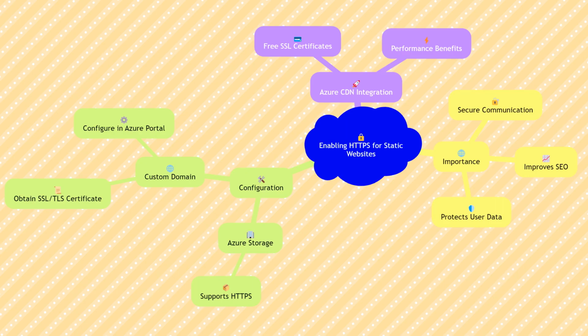Enabling HTTPS for your static website is crucial for ensuring secure communication between users and your website. Azure Storage supports HTTPS out of the box, but you will need to configure it for your custom domain. This can be done by obtaining an SSL/TLS certificate and configuring it in the Azure portal. Azure also offers integration with Azure CDN, which provides free SSL certificates and additional performance benefits. Implementing HTTPS helps protect user data and improve search engine rankings.